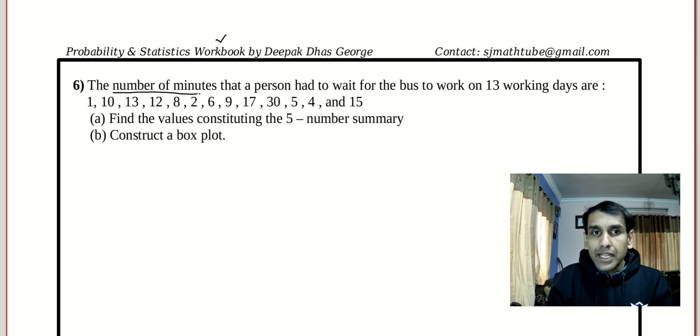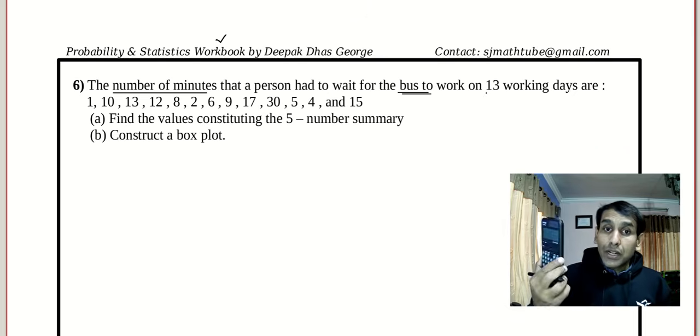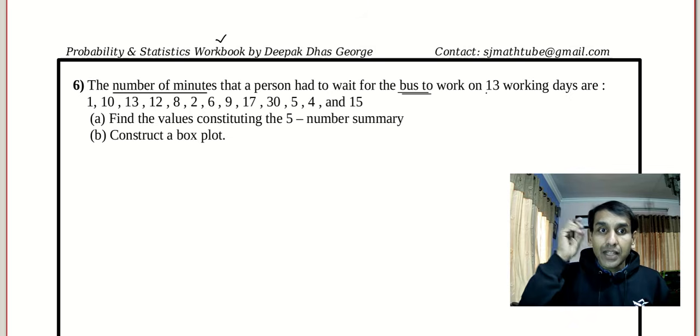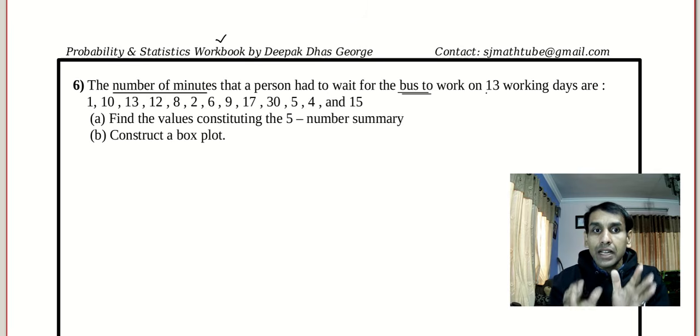Here we are discussing the number of minutes a person had to wait for the bus to go to work, over 13 days. What's the first thing to do? Tell me. What's the first thing to do? Use your calculator or use your brain and sort it. Let it be median, quartile, decile, percentile, the first thing to do in raw data, let me reiterate, is to sort it. We are doing type 1 data.